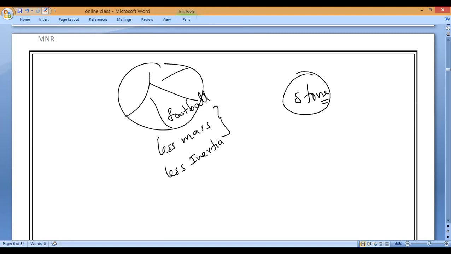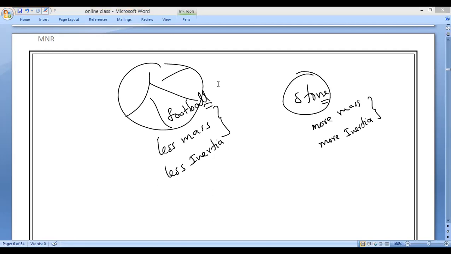Yes, please, everybody. Dhanishka? Yes, sir. But if you take the stone, it has more mass, so what is happening? It has more inertia. Do you understand, everyone? So that is the reason it needs a lot of energy to bring a change in its position. Yes or no? Gokul? Everyone? Yes, sir.